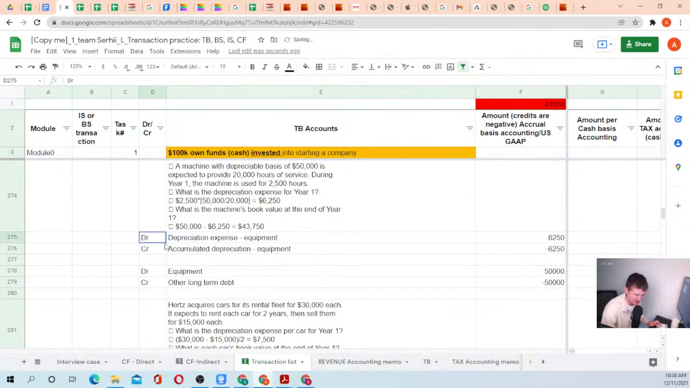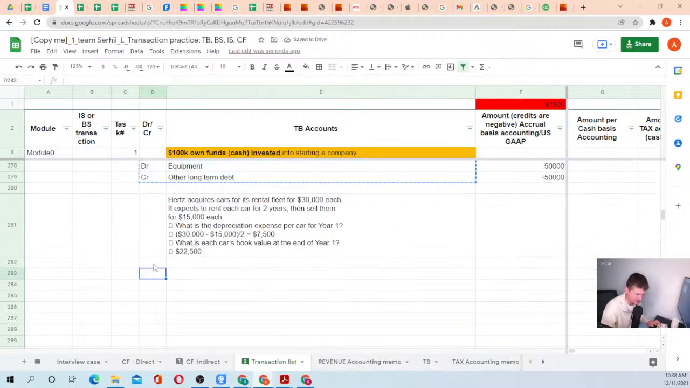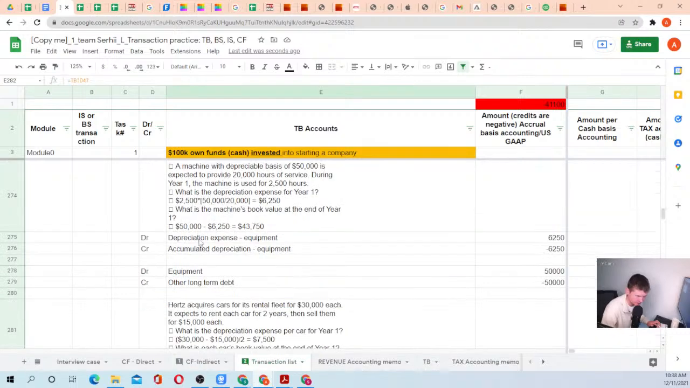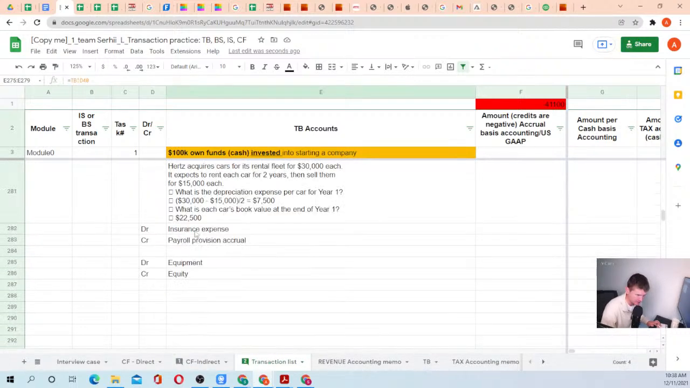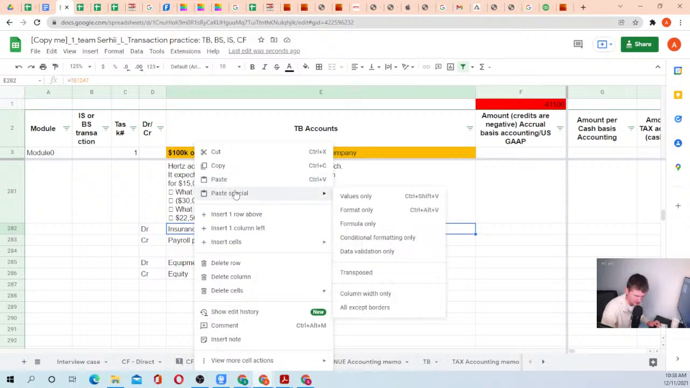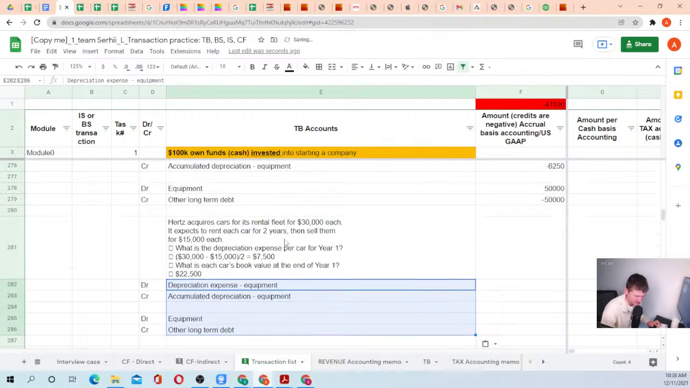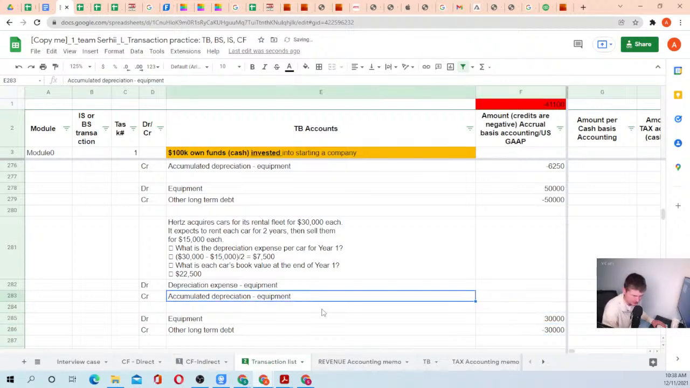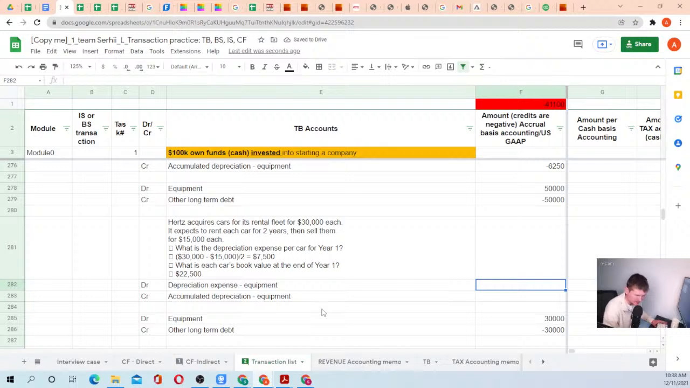Okay, and we basically have the same entries here. Oh, not insurance expense. Sorry, that should be called differently. Okay, so we acquired the car for 30,000, and we depreciated the car, 7,500.